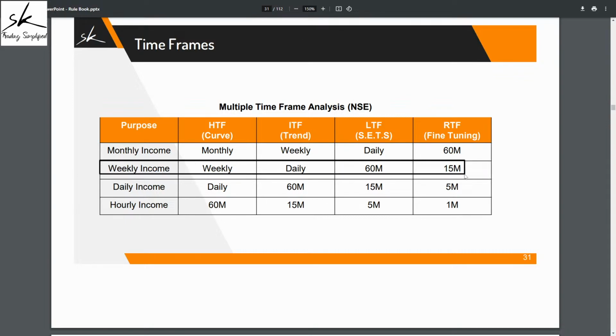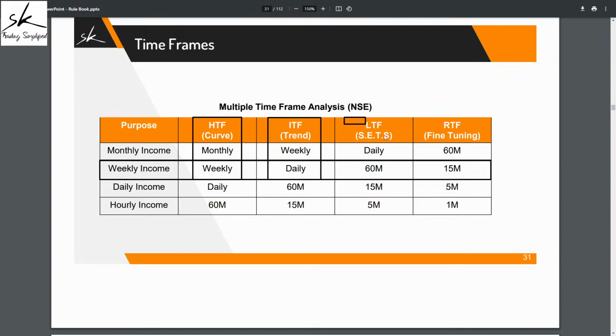Now in this example, I want to plan weekly income trades, and as a weekly income trader, from this table we got to know our time frames will be weekly, daily, 60 and 15, out of which weekly will be the higher time frame, which is used for curve analysis. Daily will be the intermediate, used for trend analysis. Lower time frame will be 60 minutes. That is where we get our SETS from. SETS stands for stop loss, entry, target, and size. And in case we need to use the refining time frame, then our refining time frame will be the 15 minutes chart, which can be used for multiple purposes like type 2, type 3 trades, for fine tuning the zones, or in case we need to apply some additional rules.